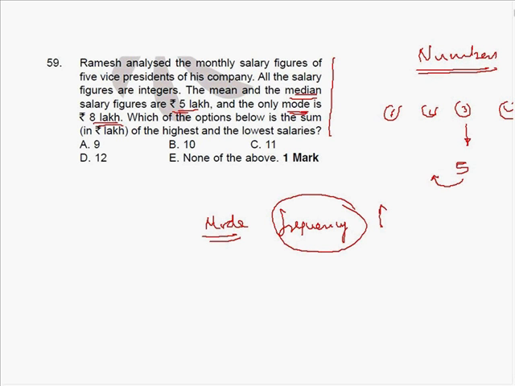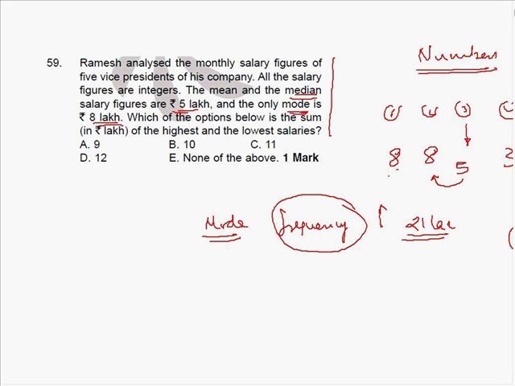So here is an 8 lakhs, here is an 8 lakhs. So 8 plus 8 is 16. 16 plus 5 is 21 lakhs. What I need is 4 lakhs. It can be either 2 plus 2 or 1 plus 3. But if it's 2 plus 2, then the mode will be 8 and 2. If that is not possible, the only possibility is 3 and 1. So there you go. What is the highest and lowest salary?